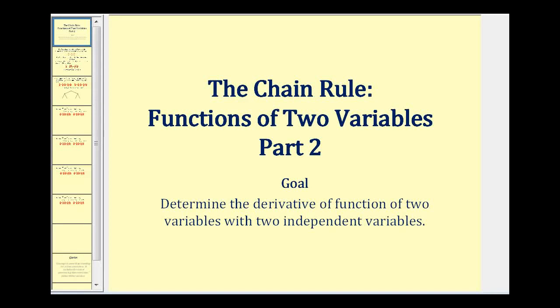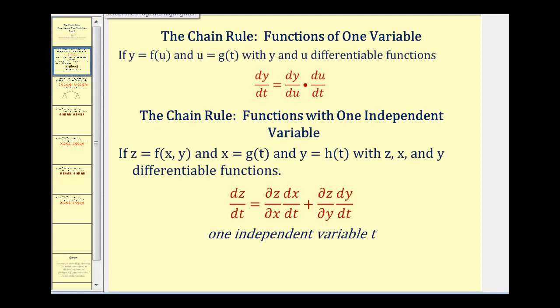Welcome to the second video on the chain rule for functions of two variables. In this video we'll determine the partial derivatives of a function of two variables with two independent variables. In the previous video we discussed how to determine dz/dt with a function in two variables with one independent variable, as we see here.